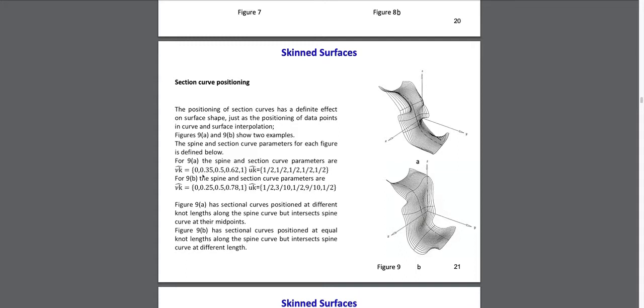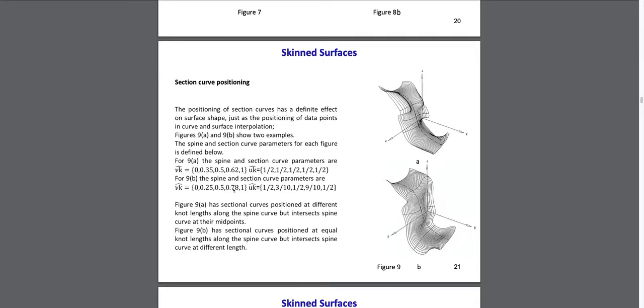In the first example, the section curves are placed on the spine as defined by these intervals: 0, 0.35, 0.5, 0.62, and 1. And each section curve is intersected to the spine exactly at its midpoint. That is why you have u_k as 1/2 for all the 5 section curves.